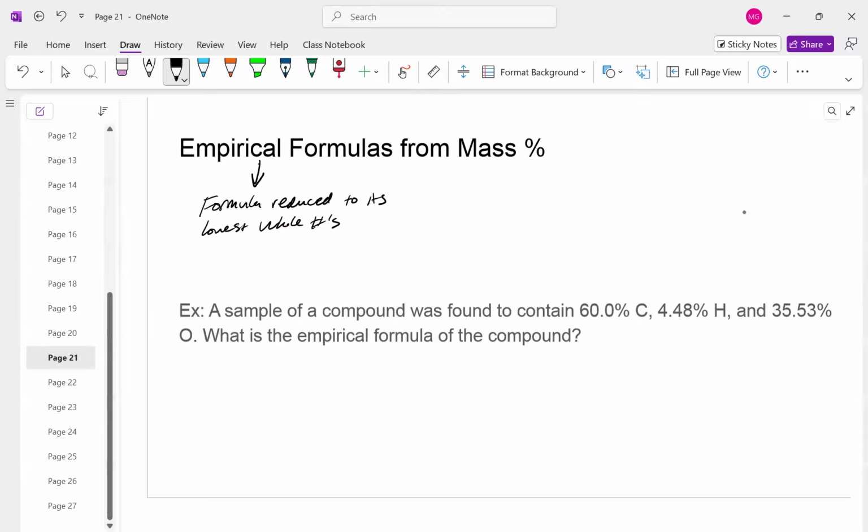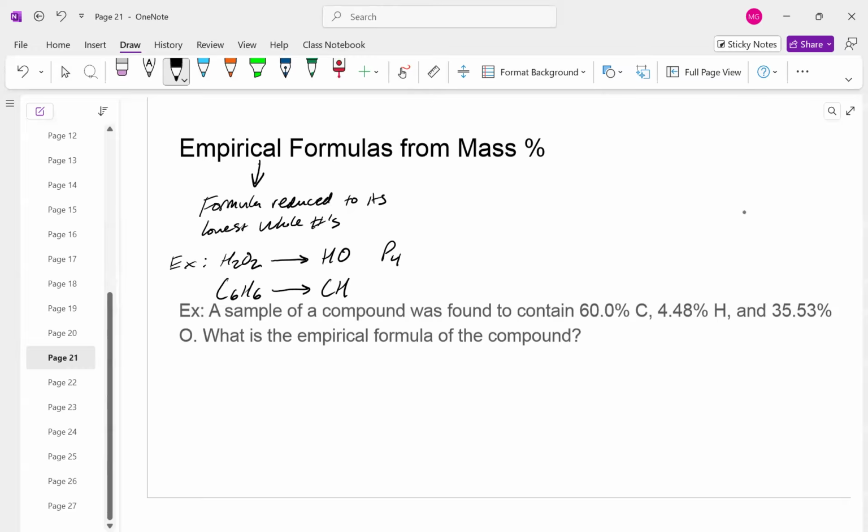So, for example, the compound hydrogen peroxide has a formula H2O2. That's its molecular formula. But notice if I divide both of those subscripts by 2, I get a simplified formula. This is the empirical formula. Or, for example, benzene. Benzene is C6H6. If I divide both of those numbers by 6, the empirical formula is CH. Now CH doesn't exist as a compound, but that's the empirical formula for the molecular formula.